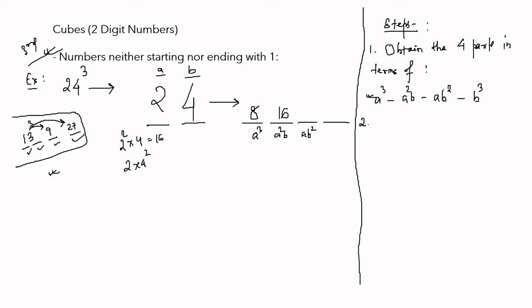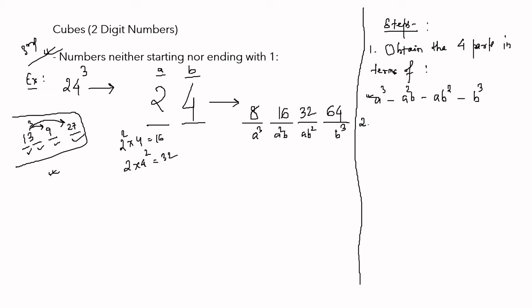2 into 4 square. That will give you 32. So 32 is being filled here. The last step is b cube. That is 4 cube. 4 cube is 64. Right. So now that we have obtained the 4 parts, as in the 4 blank spaces, we'll go to the next step.